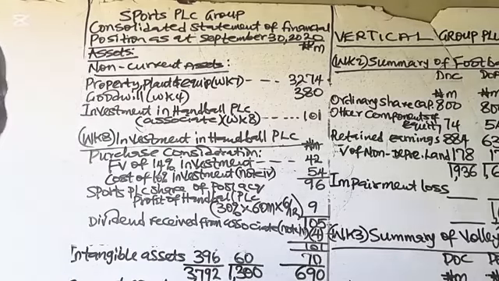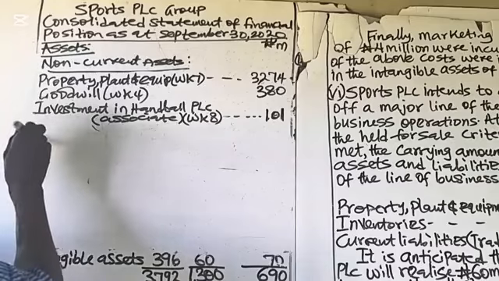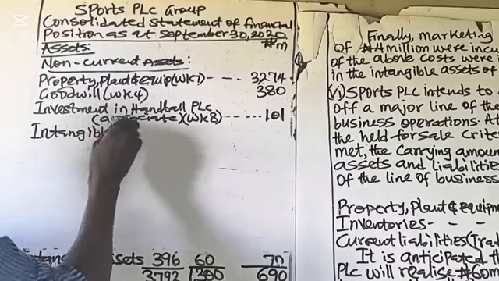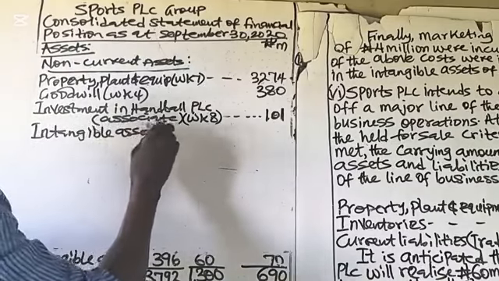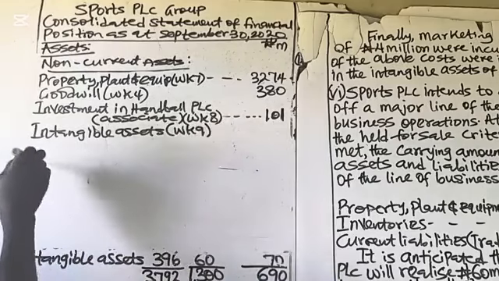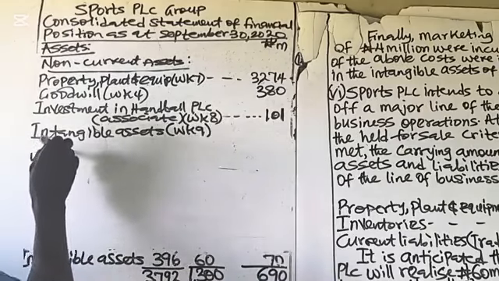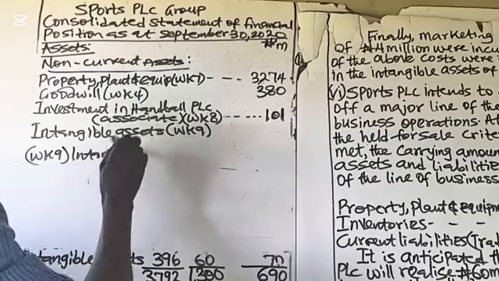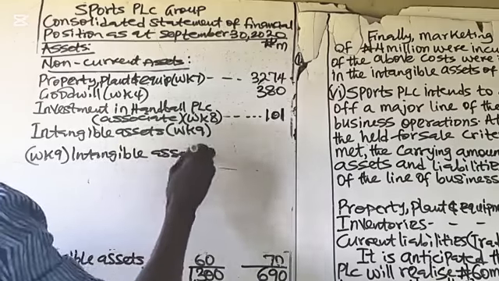Then after this, we have intangible assets. That is working number 9. Working 9, intangible assets.